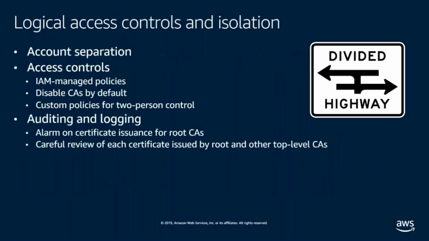So next, let's talk about some of the logical access controls and isolation that you can put in place around a private CA. The first recommendation is to use account separation. If you have a root CA, keep it in a different AWS account than your subordinate CA or intermediates. This gives you the ability to have very restrictive access to root and intermediate CAs that are high trust or high in the CA hierarchy.